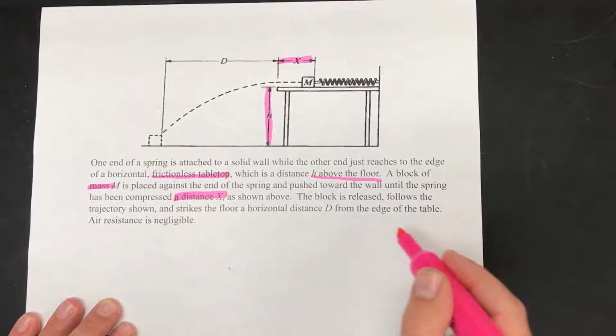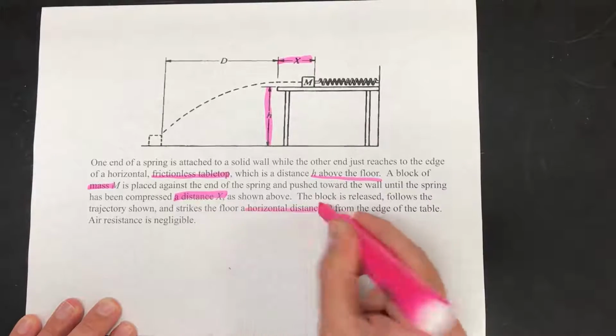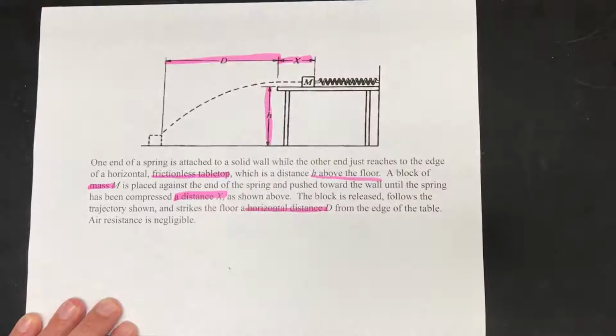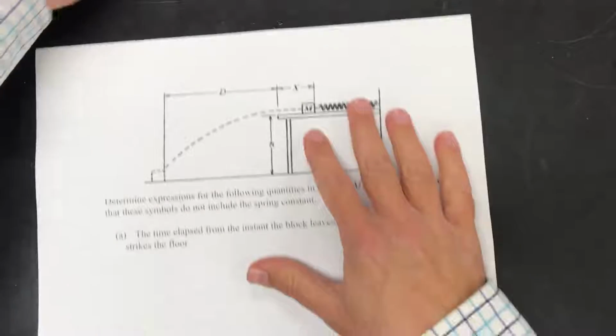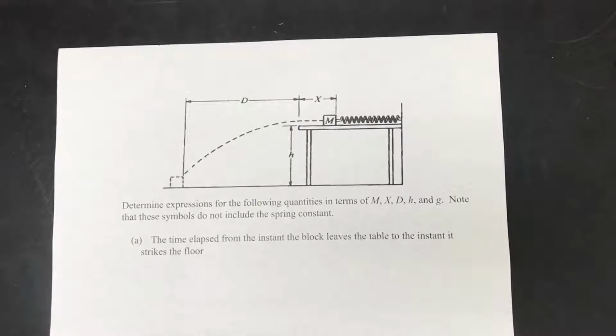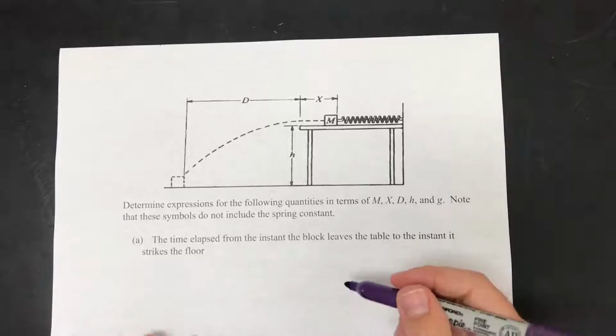The block is released, follows the trajectory shown, and strikes the floor a horizontal distance d from the edge of the table. So the range, so to speak, of the block is d. Air resistance is negligible. So the very first question here is, find the time elapsed from the instant the block leaves the table to the instant the block strikes the floor. This part of it is a horizontal projectile problem, and they love to mix the two.